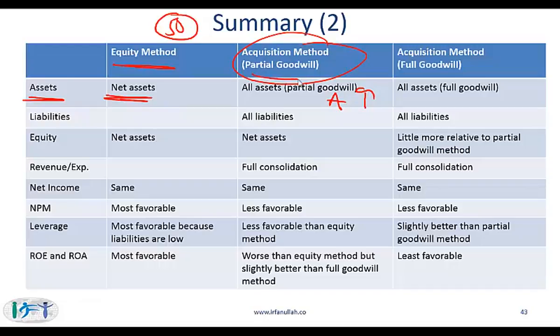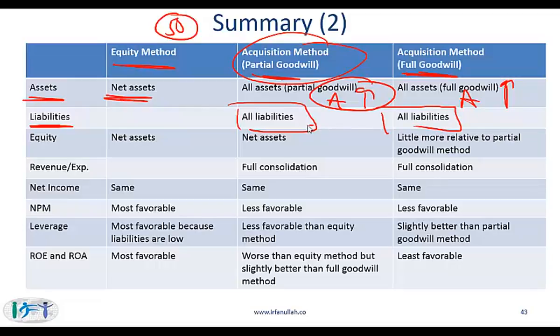Then there is a subtle difference between partial goodwill and full goodwill, where in the full goodwill method, the asset value will be slightly higher relative to the partial goodwill method. What about liabilities? With the equity method, we are bringing over net assets, so we are not really changing the liability part of our balance sheet. Whereas with the acquisition method, we are bringing over all the liabilities of the acquired company. There is no difference with regards to liabilities between the partial goodwill and the full goodwill method.